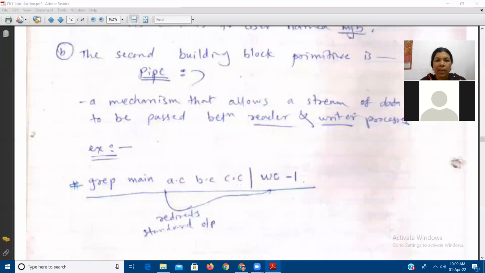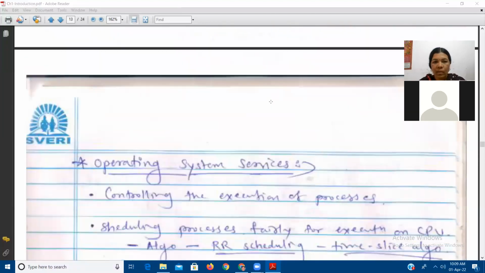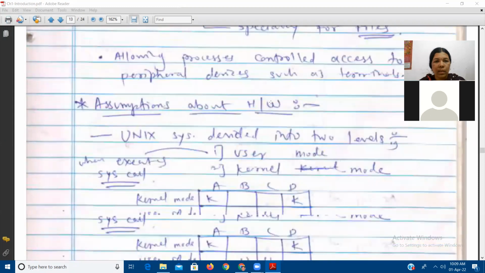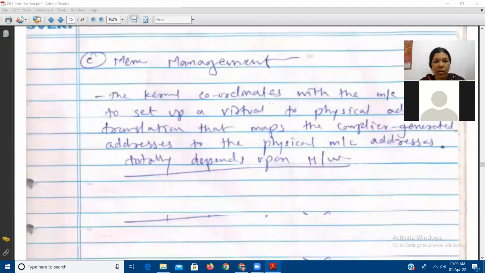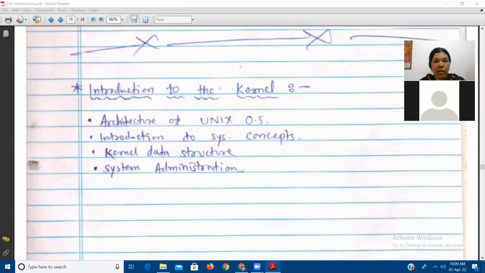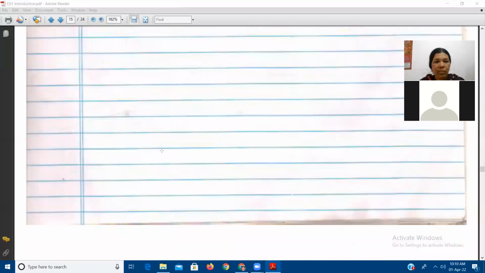Okay, so we will complete this chapter today. Yesterday we were talking about the second sub point under the second main point, that is introduction to kernel. Under introduction to kernel, the day before yesterday we discussed architecture, and yesterday we were talking about introduction to system concepts, and with the help of the second point we were covering the third point also. The last point is a very small one, so we'll cover both these points today.